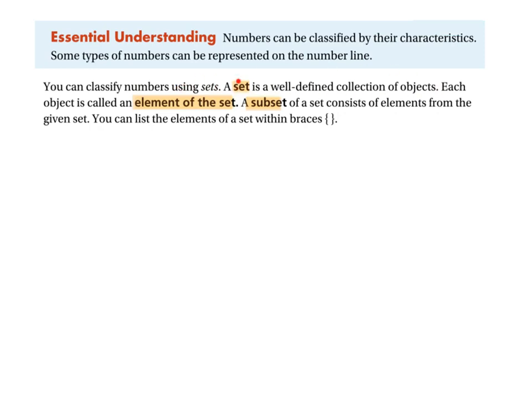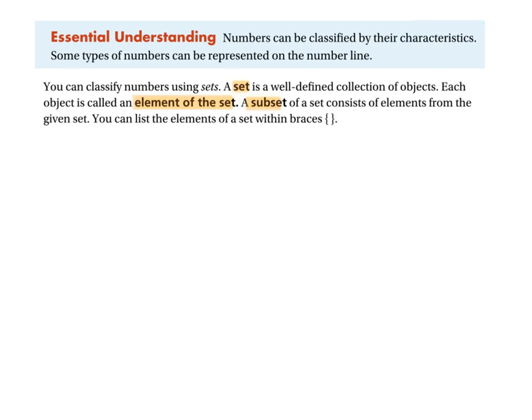A set is a well-defined collection of objects. Well-defined means we know when it's part of the set and when it's not part of the set. It's very clear that it either is or isn't. Of course, you have to understand it, but once you do understand it, you can clearly say whether something's in that group or not. Each object in the set is called an element. So all of the elements together make up the set.